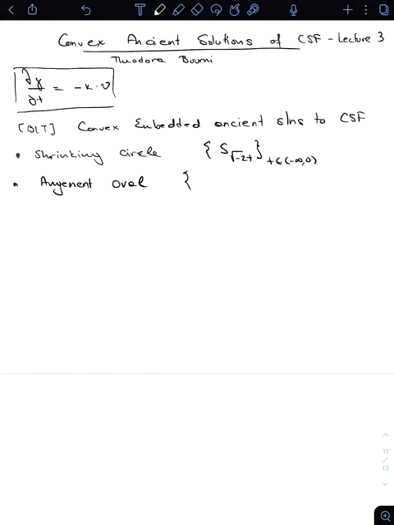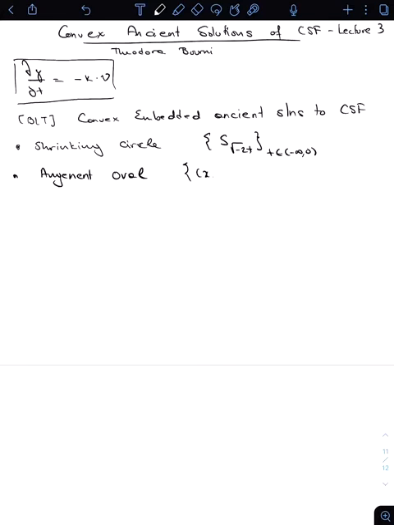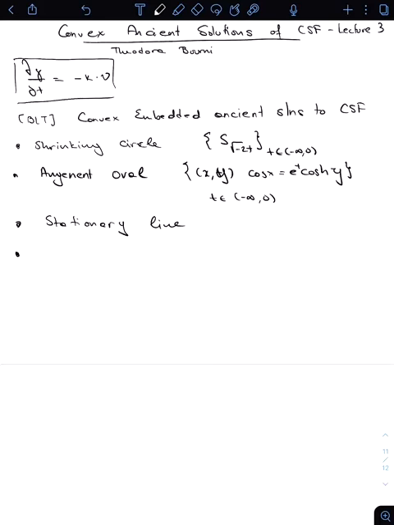These were characterized by curves gamma t. The evolving curves are x, y, such that cosine x is equal to e to the t hyperbolic cosine y. And here again we have t from minus infinity to 0. And now we're going to add two more. That is the stationary line, and the Grim Reaper, which we're going to use here.